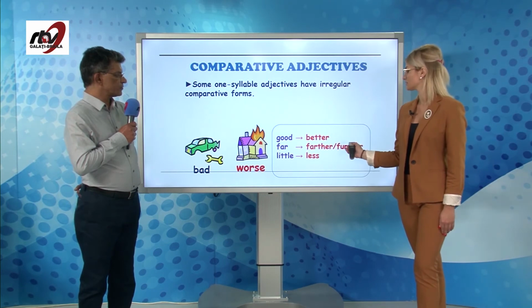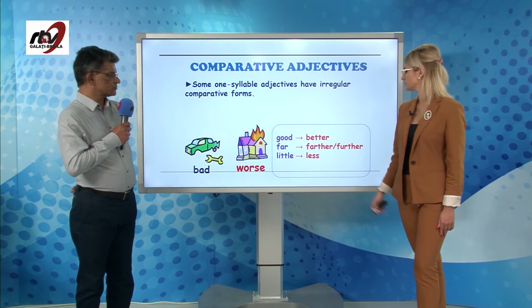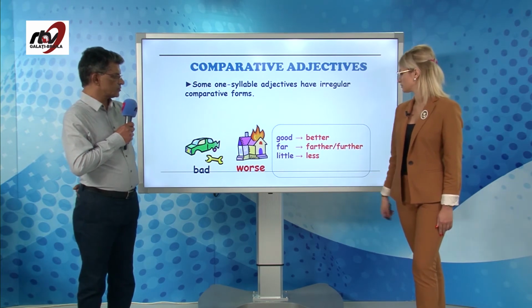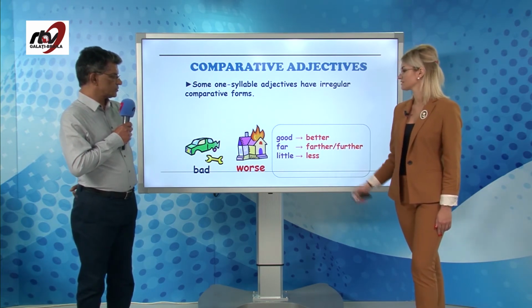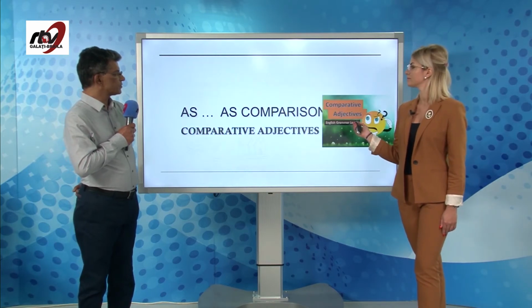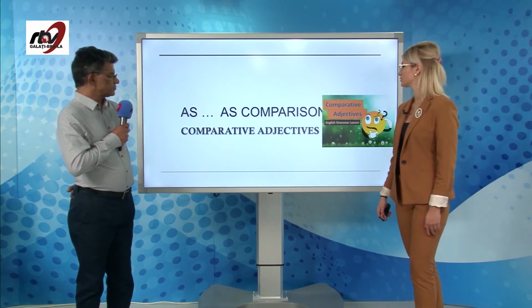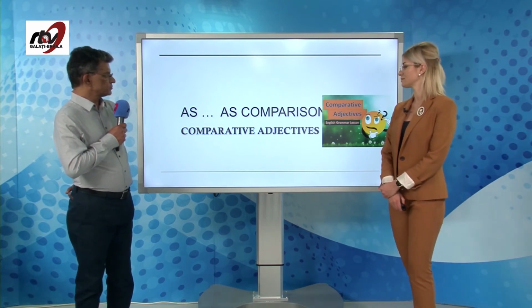Good will have the comparative form better, far, farther, further, written with an A or with a U, little, less, or bad, worse. And now we're going to talk about the comparative of equality.